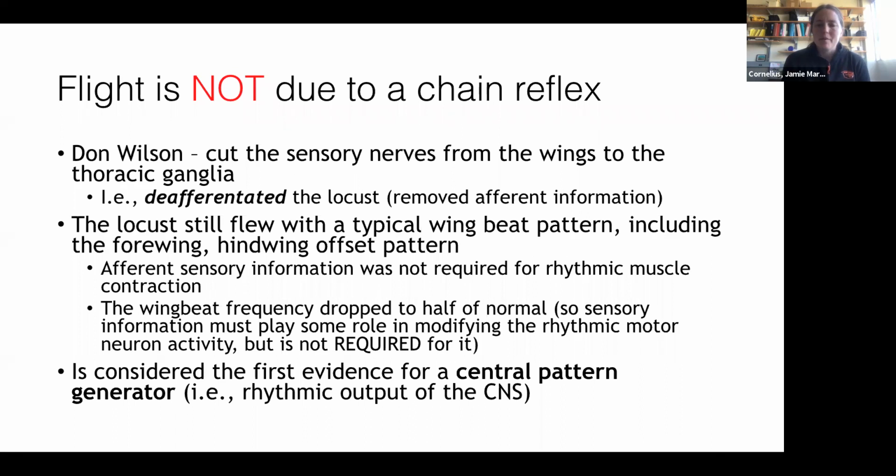So essentially sensory information, the afferent information, is not required for the central pattern generator to generate rhythmic motor activity. But it certainly has the capacity to alter it and may be an important component for normal behavior, of course. So this was considered the first evidence for what he termed a central pattern generator, which is something that could create rhythmic output from the central nervous system.